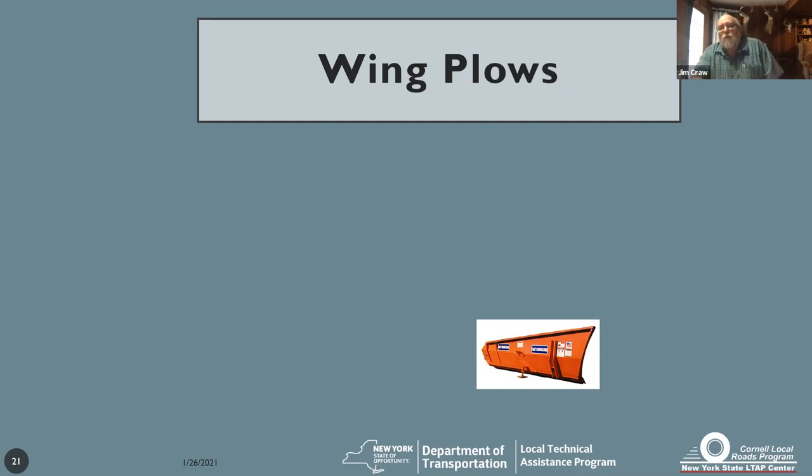But like I said, there's different styles of wings. There's wings on the right and left side of the trucks. There's midship wings, those are the ones on the back end of the truck. And then there's the front wings. There's also the other type of wing.